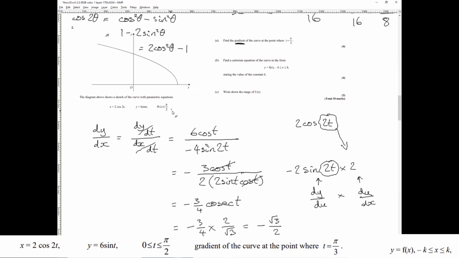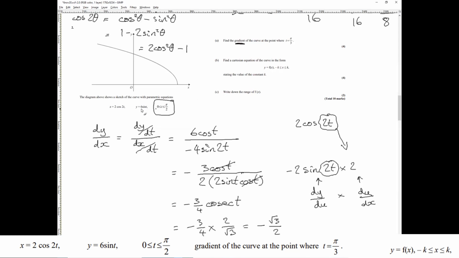Oh yes, because the domain is limited here, isn't it? Stating the value of the constant k. All right, so on the assumption that minus k is at a minimum at one of these, let's ask ourselves what's going on at these values of t.